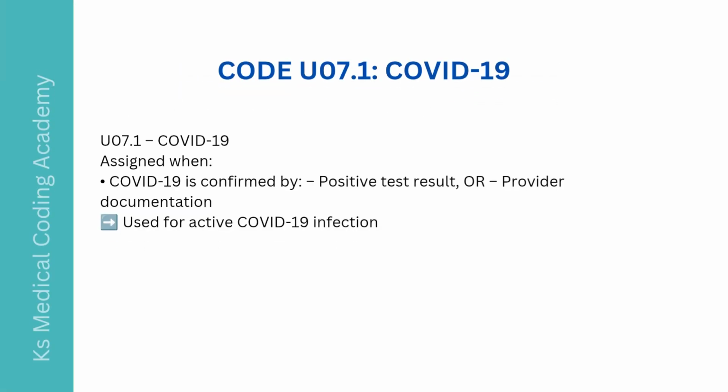Code U07.1, COVID-19. Code U07.1 is assigned for confirmed COVID-19 infection. Confirmation may be based on a positive laboratory test or provider documentation of confirmed COVID-19. This code is used only for active infection.